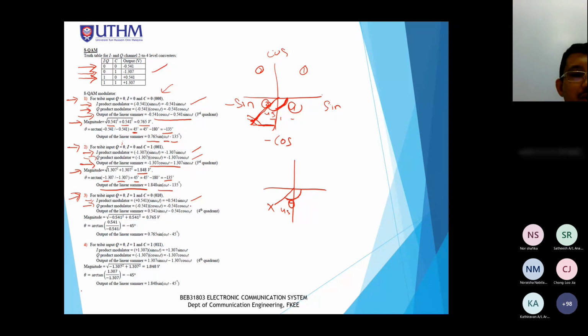Multiplied with cos, we get these two values, positive and negative. And then after the linear summer, it is going to add the sine and cos. So you see that this is a positive sine and negative cos. This is sine and negative sine. So positive sine and negative cos.